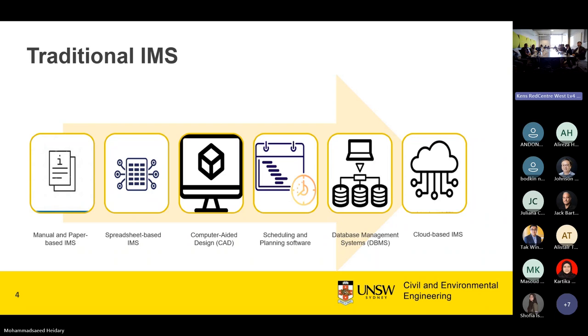If you look at the history, researchers tried to find solutions based on what the project needed and in line with the level of technology. Initially, they proposed manual and paper-based information systems. With advancing technology, other types of information management systems were proposed, like spreadsheets, CAD-based systems, scheduling software, data management systems, and cloud-based information management systems.